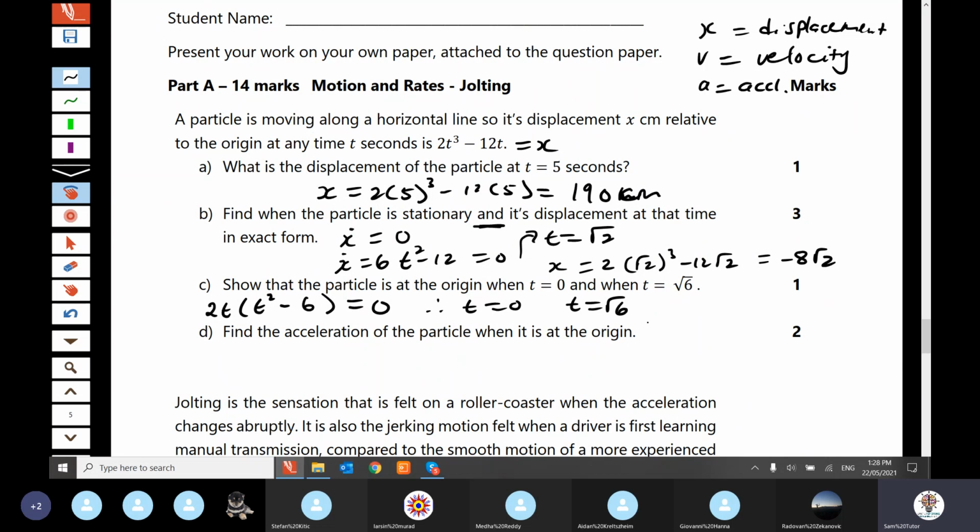Find the acceleration of the particle when it is at the origin. The acceleration function first is 12t, then at the origin, x double dot equals 12 times 0, which is 0. All good?